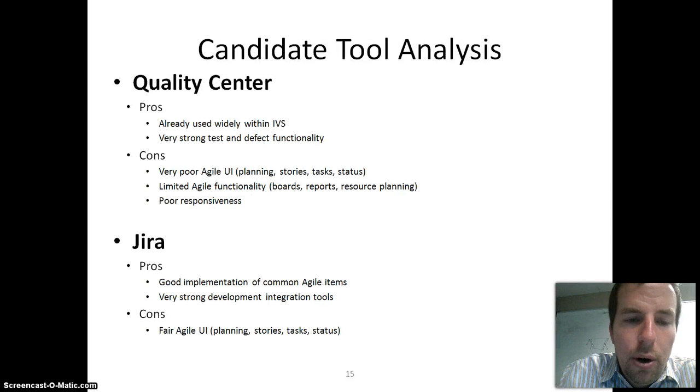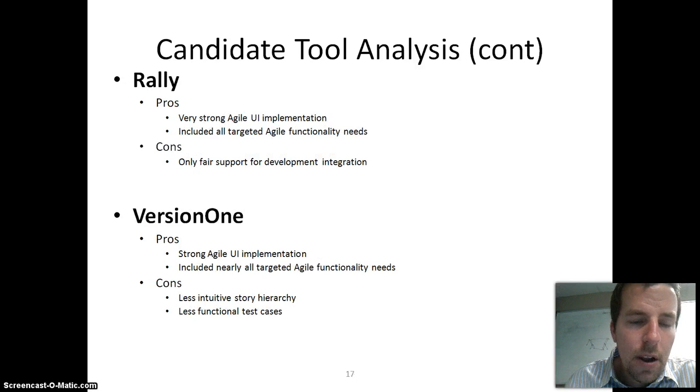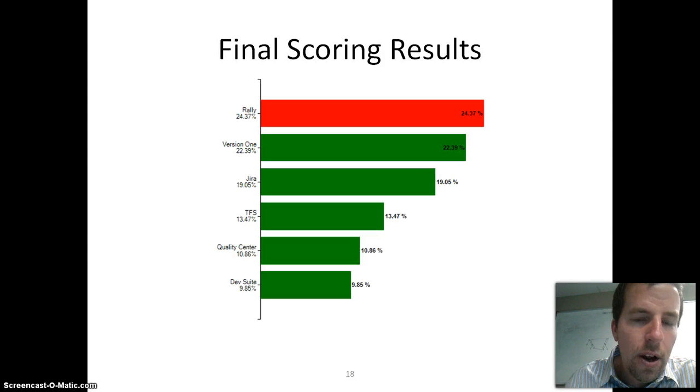So here were the pros and cons for each tool. I'm not going to go through each one of those. I've attached the slide deck so you can go through each one of those. Keep in mind, we were using Quality Center, and another group inside of our organization was also using Atlassian's Jira at the time too. Team Foundation Server was also another tool we were using. DevSuite, like I said, was from another organization. Rally would have been new. Rally is a new tool that we were putting into consideration, as well as Version One.